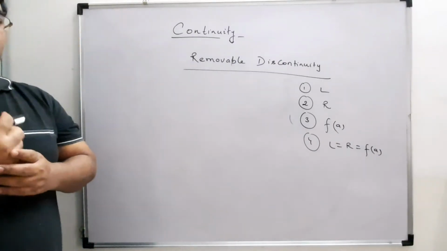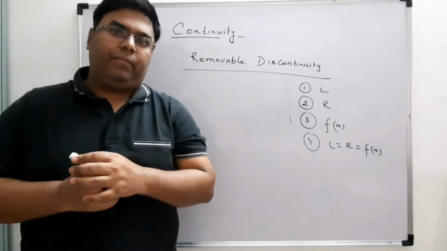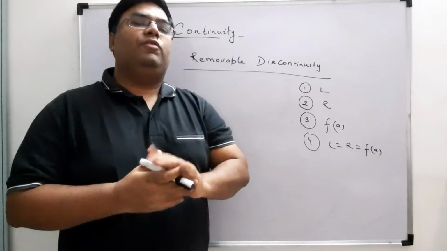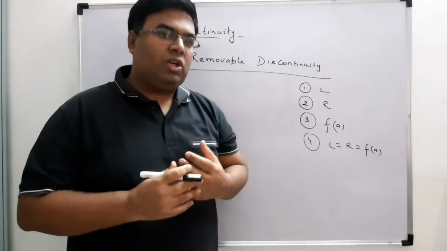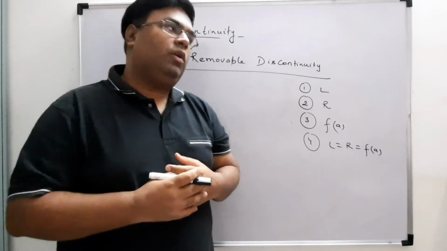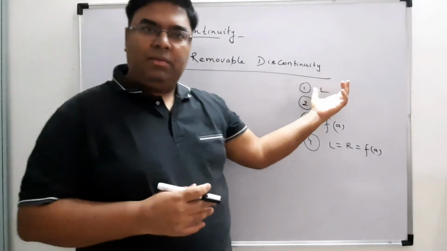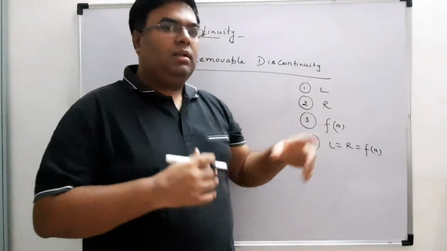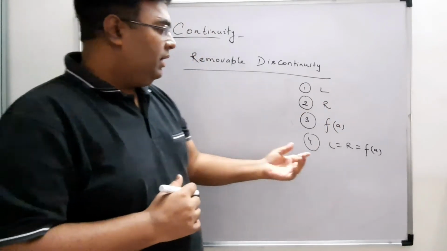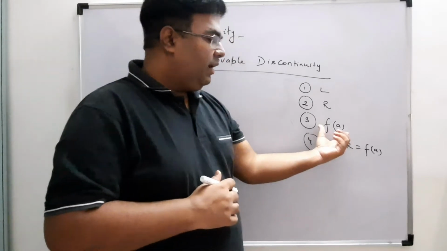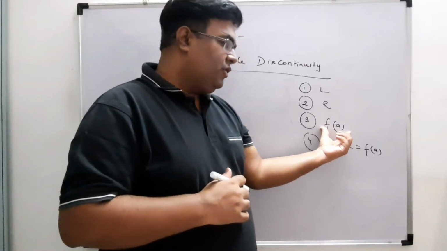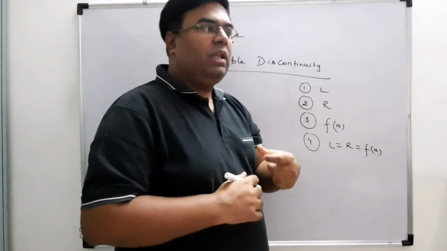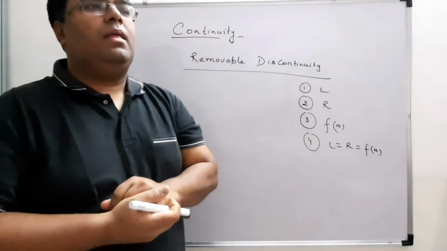Now we will talk about removable discontinuity. We have learned that these are the four conditions which will prove whether my function is continuous or not. First, the left hand limit should exist, and the right hand limit should also exist. It means the limit should exist, and L is equal to R. f(a) should also exist, meaning f(a) should be defined, and if L is equal to R is equal to f(a), then we can say that my function is continuous.